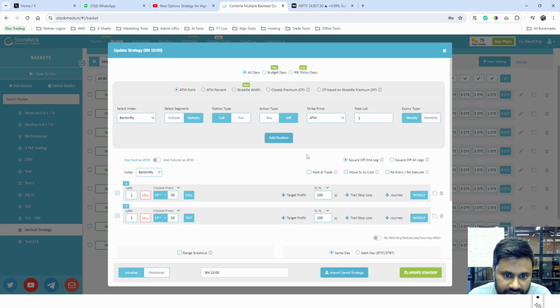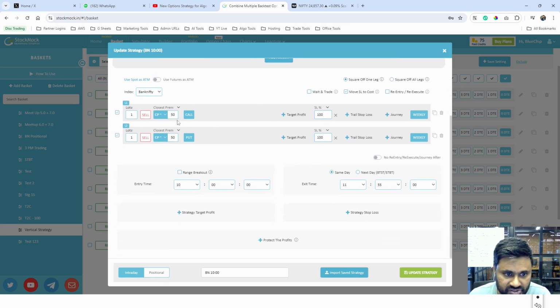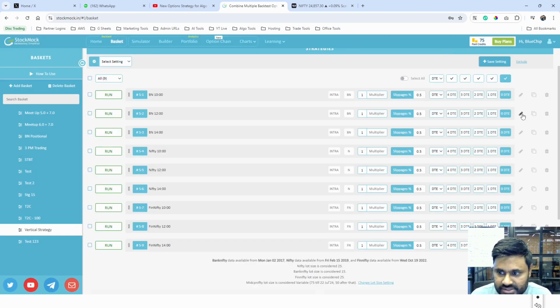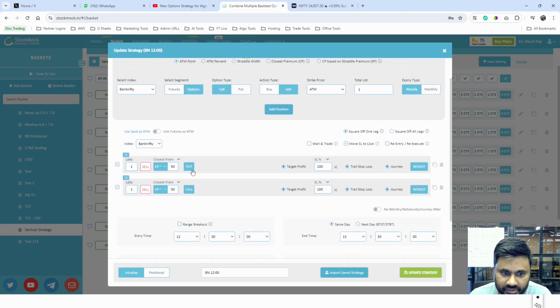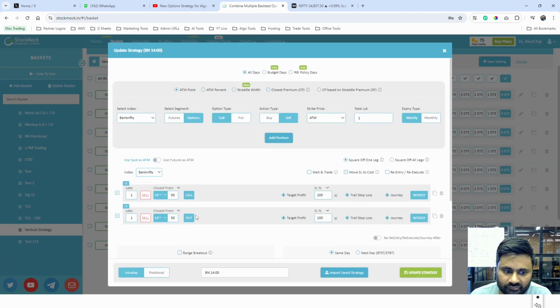Now let's look at the parameters first. No change in the premium, and no change in the stop loss. The only change is, instead of square off all legs, we have just put square off one leg and move SL to cost. That's it. All right. And again 10 a.m. to 11:55, 2 hours, I have just given 5 minutes buffer time. Again 12 o'clock to 1:55, and same 100% move SL to cost, right? And then again 2 to 3:28.